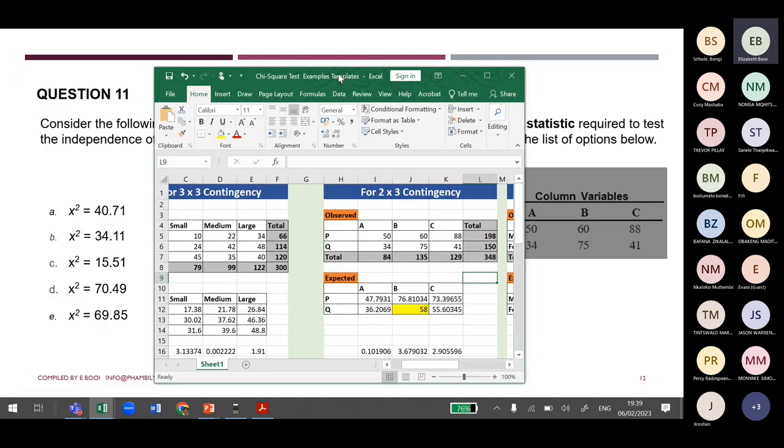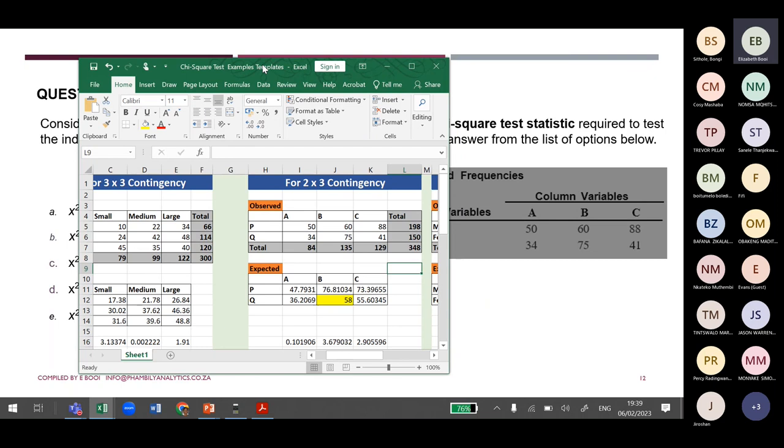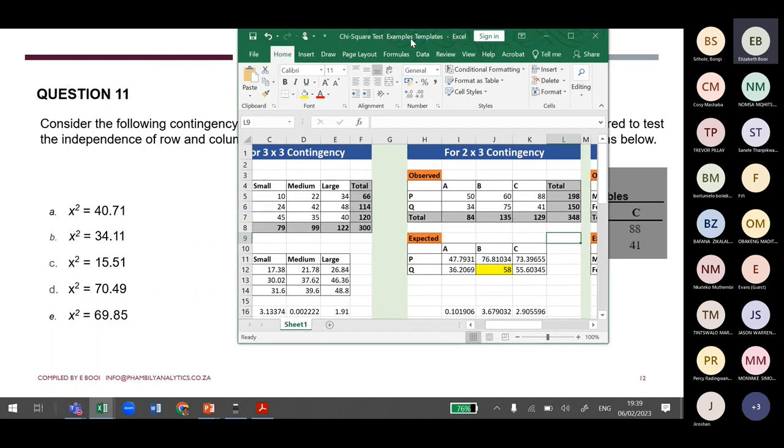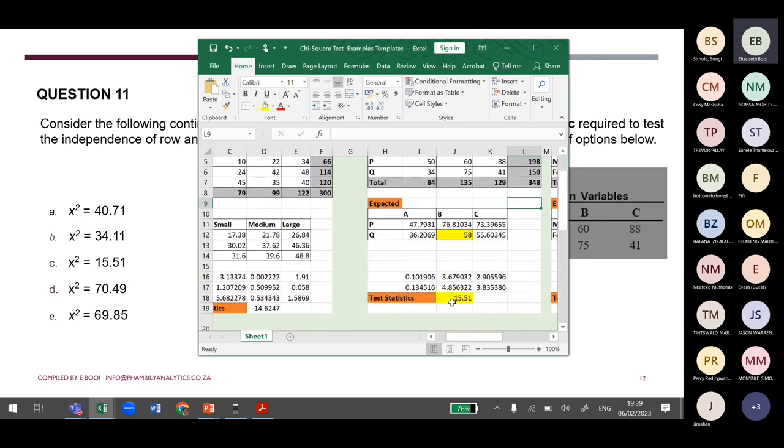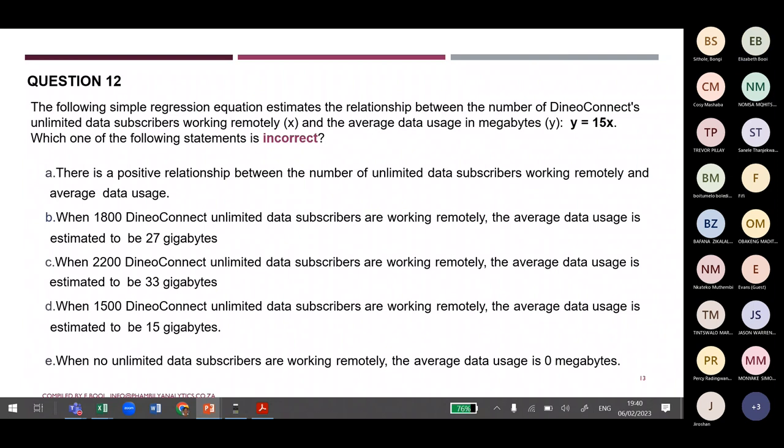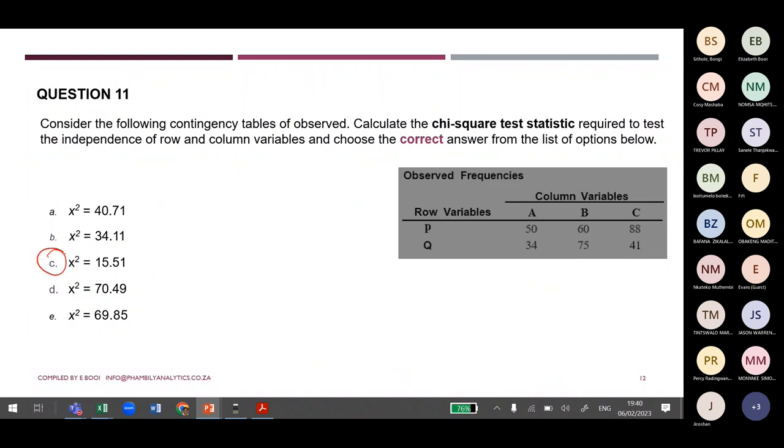If I go back, I can double check that I have captured all the values correctly. And if I scroll down, down, down, then I will get my test statistic here. And it is 15.51, which makes option C correct. Easy. By now you should know how to use the template.